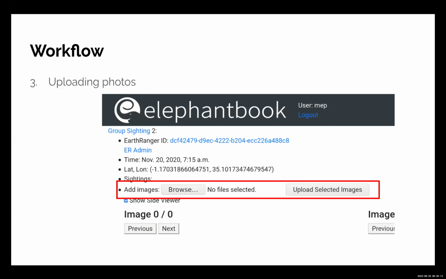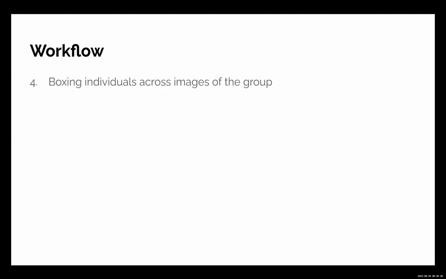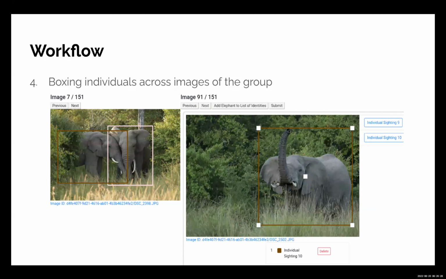And then between individuals, they take a picture of the sky. And so that way, it's easier for them when they come back to make sure that the images of an individual are mapped together. So it's a very, very simple system to try to keep data quality in control. And then what they do is they go and they box images of individuals across the group.